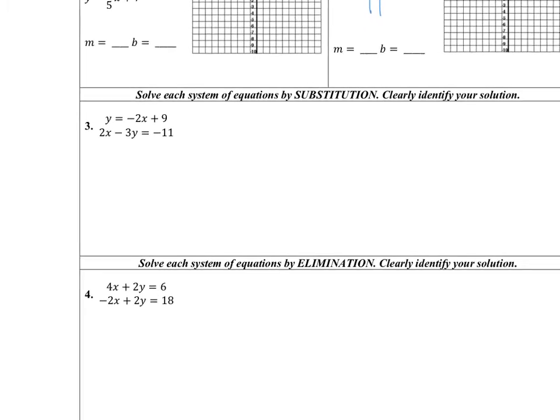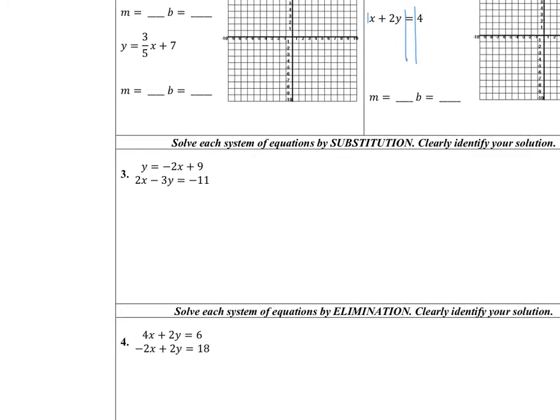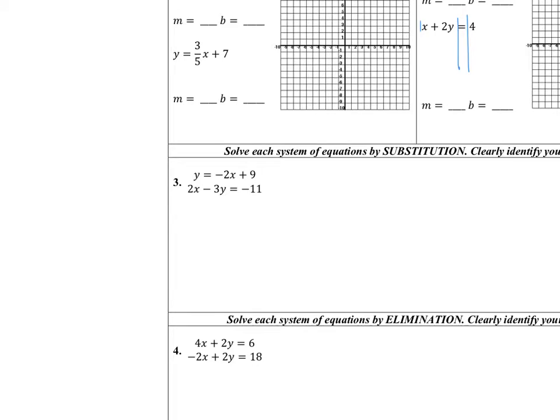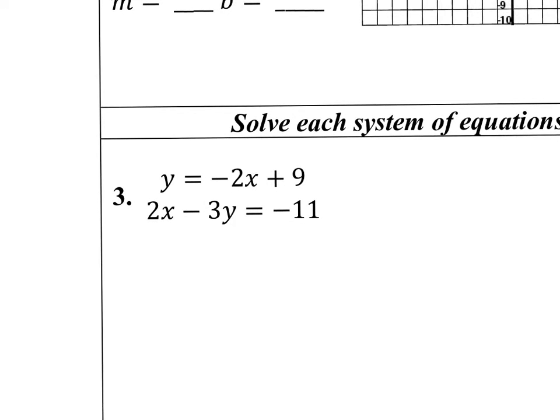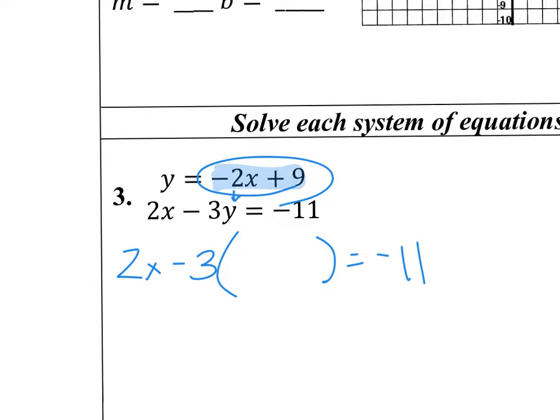Let's talk about number 3. We want to do substitution, which is not too bad, because if you notice here, this portion is all alone. So you're going to plug it in for the y right there. You're going to say 2x minus 3 times this chunk equals negative 11. Now you can solve for x, and then plug it back in up here once you get x, work this all out, and you'll have your y. Make sure you write your answers in an ordered pair.